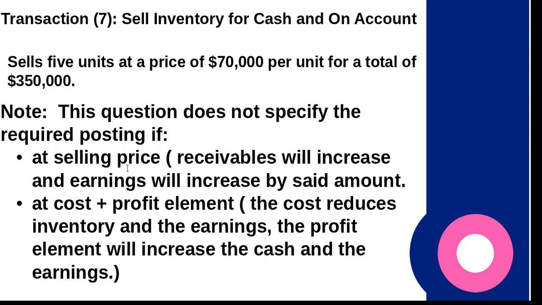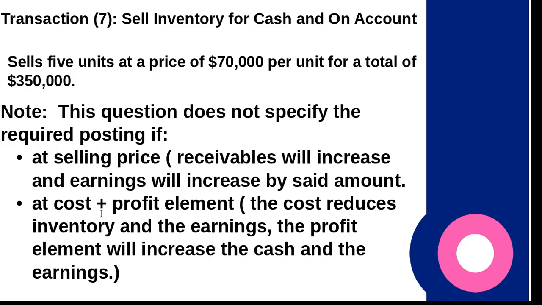You just post retained earnings 350,000 under the capital and owner's equity, and then you post 350 to receivables. But if you are to find out the profit element, then you will post the cost under the stock, and the balance under the receivables.